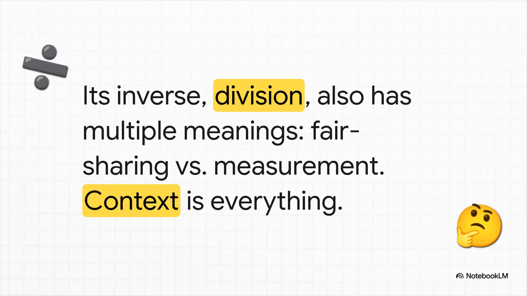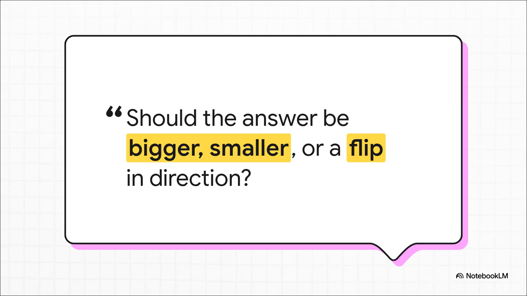And you know what? This isn't unique to multiplication. Its inverse, division, has multiple personalities too. Is 12 divided by 3 about sharing 12 things among 3 people? Or is it about measuring how many 3-foot chunks fit into a 12-foot space? They lead to the same number, but they are totally different stories. Context is everything. So if you take one thing away today, let it be this habit. Before you reach for the calculator, just stop for a second. Ask yourself, based on what I'm multiplying by, should my answer get bigger, smaller, or flip directions? That one simple question will build your intuition more than anything else.